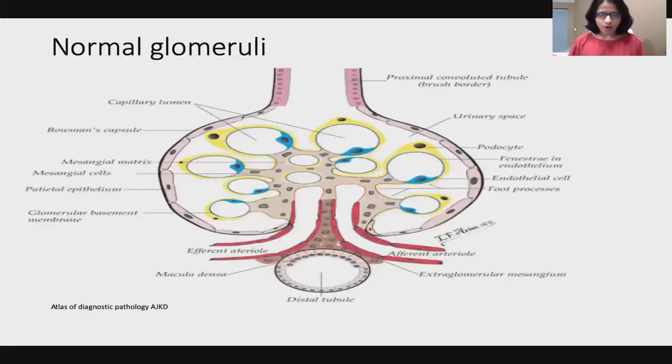So now coming to the crux of it, what do we want to see on the light microscope? First of all, we need to know what is normal to actually identify what is abnormal. This is just a cartoon diagram which I've taken from the Atlas of Diagnostic Pathology, AJKD, to give you an idea of a normal glomerulus.